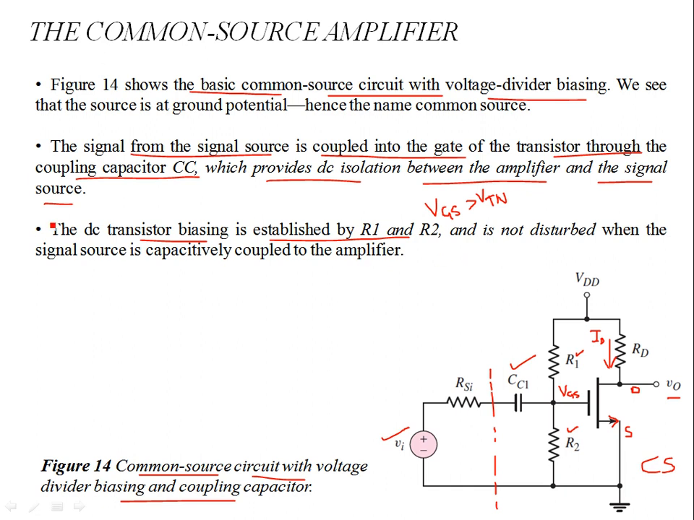So the DC transistor biasing is established by R1 and R2. These are the biasing resistors, and it's not disturbed when the signal source is capacitively coupled to the amplifier. Okay, it has nothing to do with the AC signals. The DC biasing is set by VDD and the voltage divider, and this VGS determines the DC quantity, that is the ID, the drain current. So you have this VDS and ID, which determines the Q point. All right.